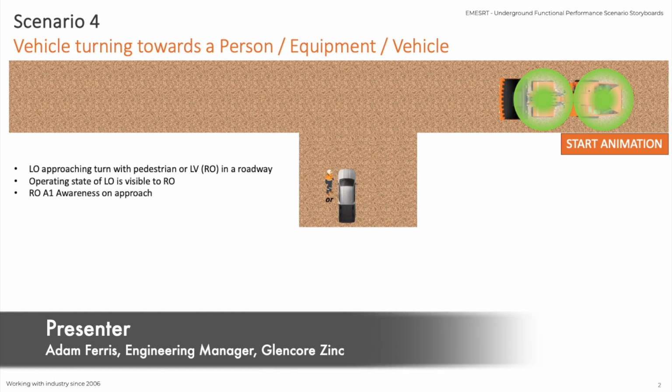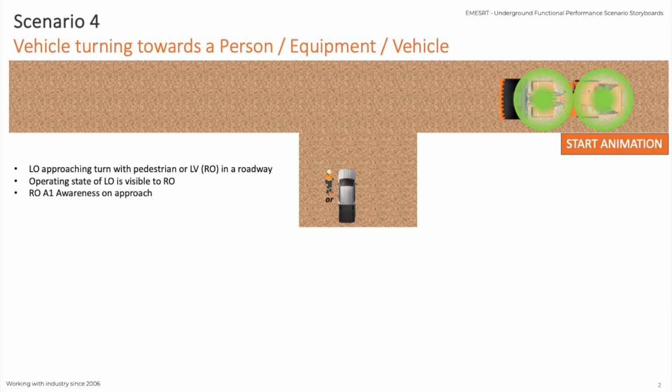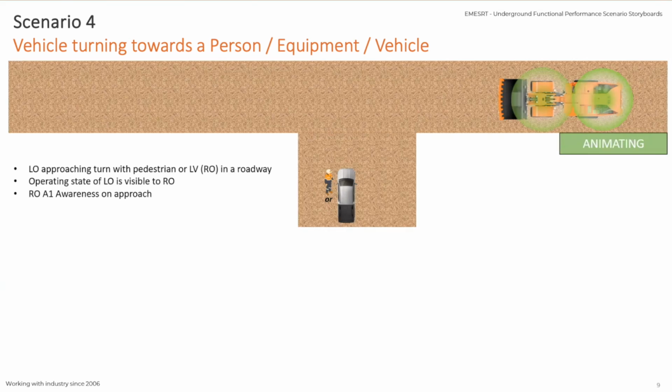Scenario 4, which I think for a lot of operations is probably the one of most concern that everyone's really keen to try and solve. And that's a vehicle, an HV vehicle in this particular example, performing a turn into a drive or a cuddy or a passing bay, whatever, where it's occupied by something else. And in this example, we've got a pedestrian or an LV.